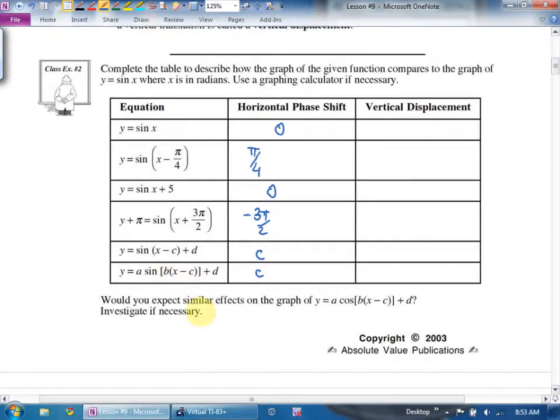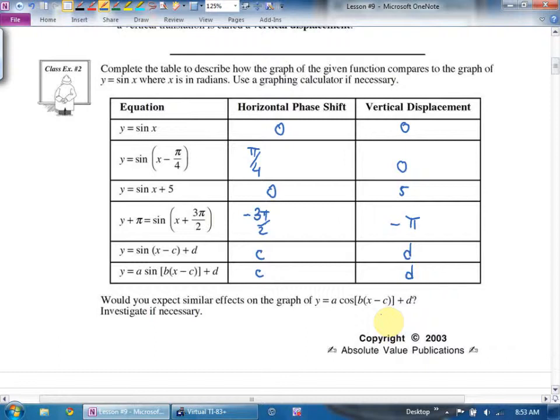What's the vertical displacement here? Zero. How about here? Zero. How about here? Five. How about here? Negative pi. How about here? D and D. That one I kind of like because I think vertical displacement D works for me. A for amplitude works just great for me. B for period. Well, B and the letter P kind of rhyme. Okay, start. C for phase shift. I got nothing, but it's phase shift.